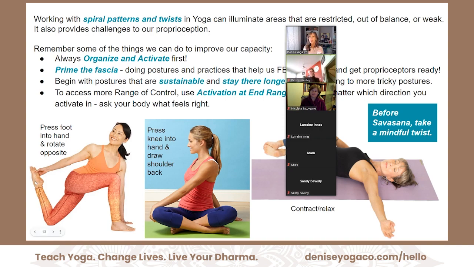So again, this is where we come in with pressing the foot into the hand, pressing the foot into the floor, directing your energy upward. And in this posture, you're pressing the knee down, pressing into the hand, pulling back with the hand to kind of rotate out of the position. These are ways of activating at end range. So you're staying active. You're not pushing your body anywhere it doesn't want to go already.